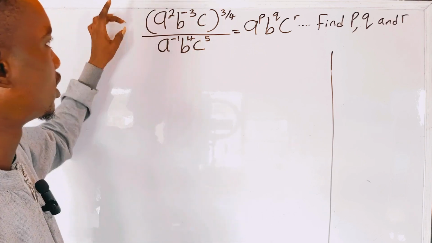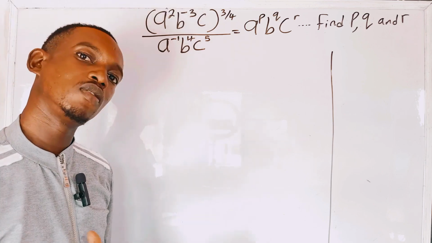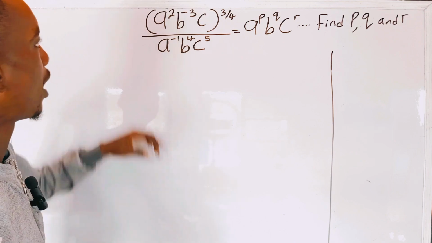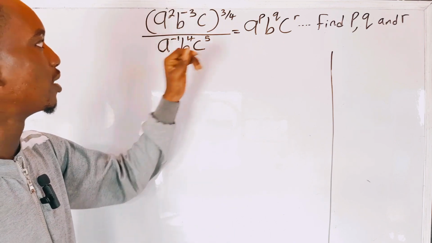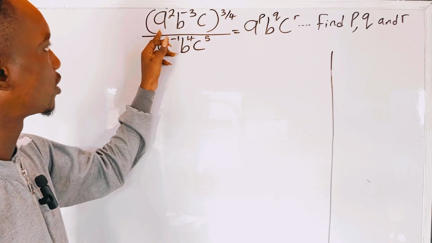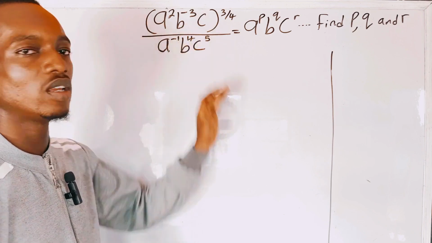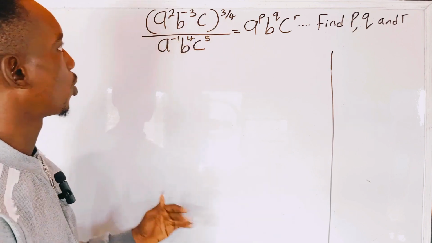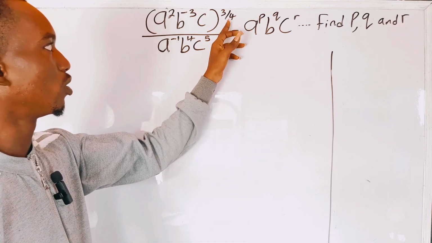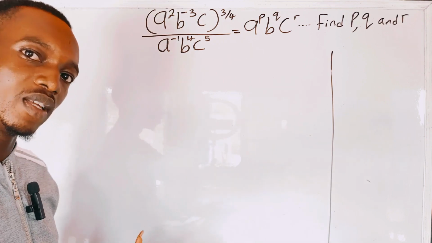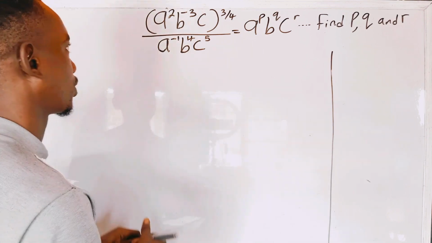So let's start by simplifying the numerator. We're going to use different laws of indices that we've learned before to simplify. So how can we simplify here now? We know that this power is affecting these three bases, because this bracket means this power belongs to these three different bases. So first of all, we're going to split the power for the different bases, for A, B, and C. We're going to share the power for them.